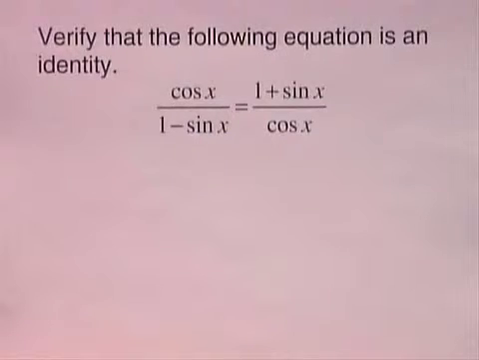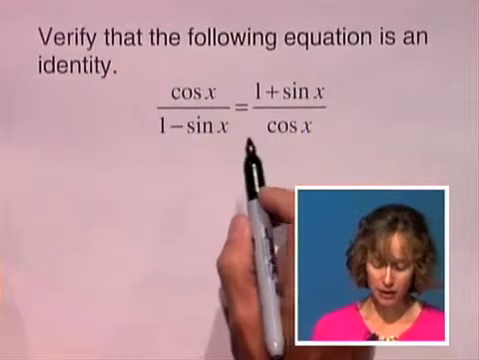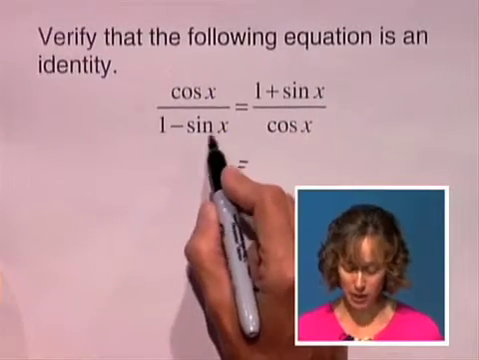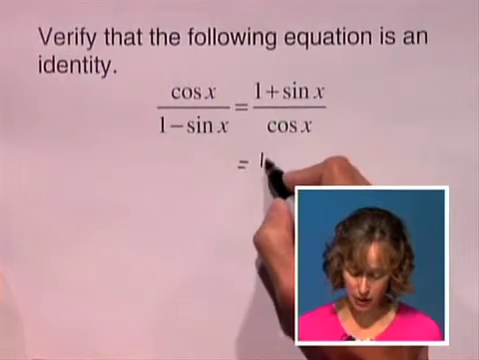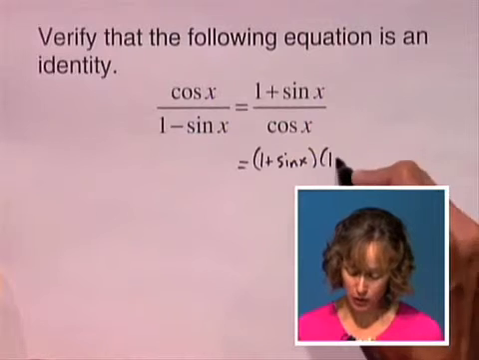Let's verify a trig identity. We want to verify that cosine over 1 minus sine is equal to 1 plus sine over cosine. Now we can work with either side. I'm going to work with the right-hand side and multiply the numerator and denominator by 1 minus sine. Not this 1 minus sine, but the value 1 minus sine over itself.